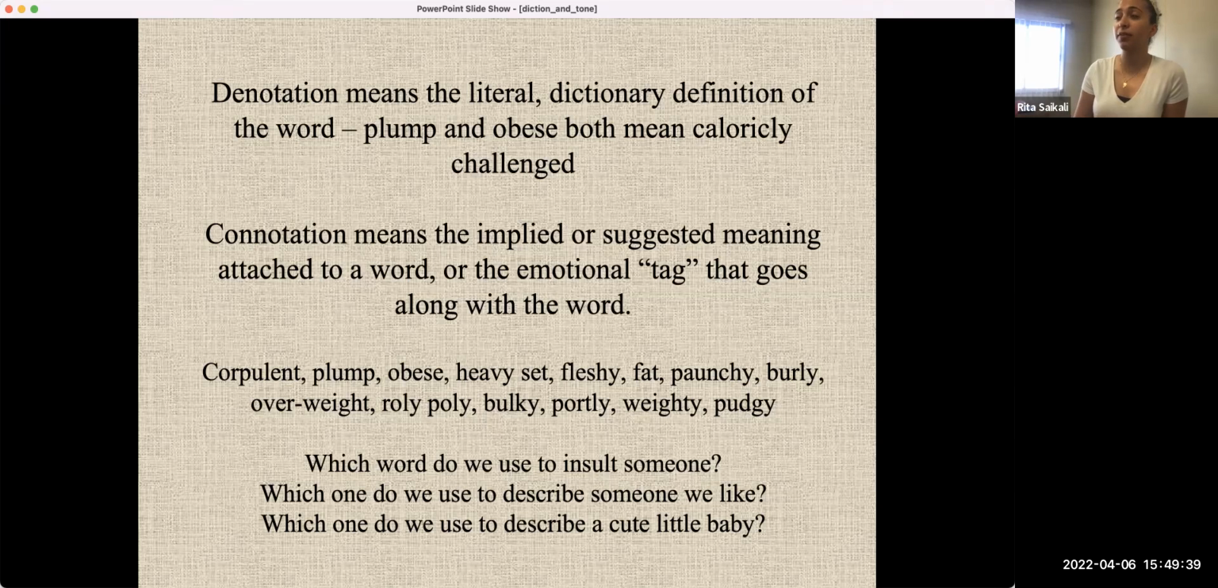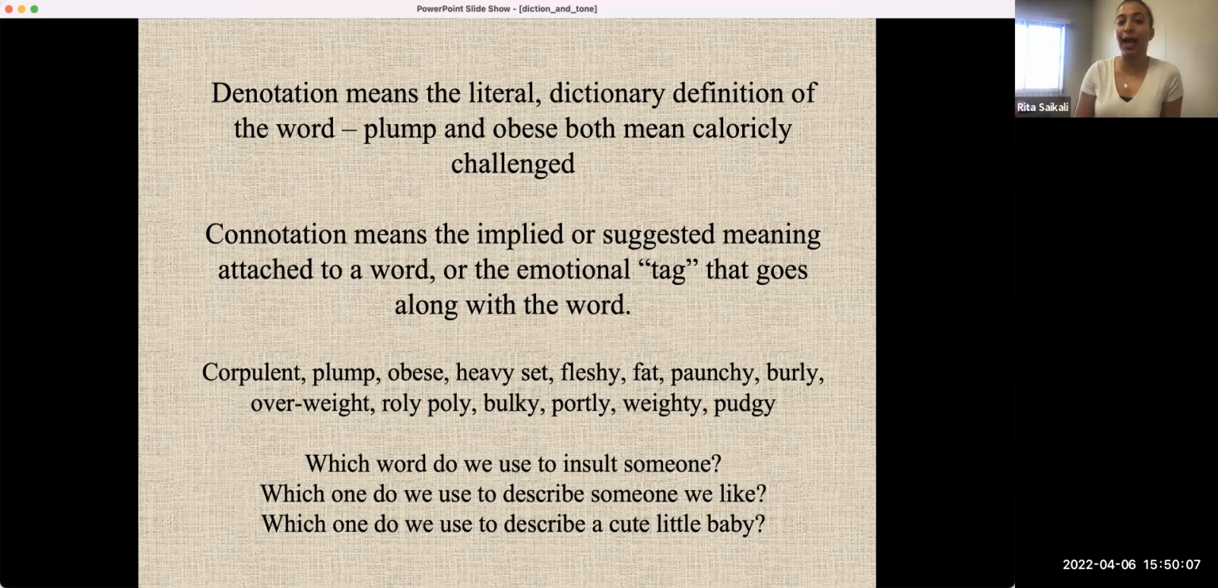Yeah, positive and negative connotations of something, exactly. I'm trying to think of two definitions. For example, all the words that are listed there mean someone that is heavy, right? But each one carries a different weight. Not physically, but emotionally, right?